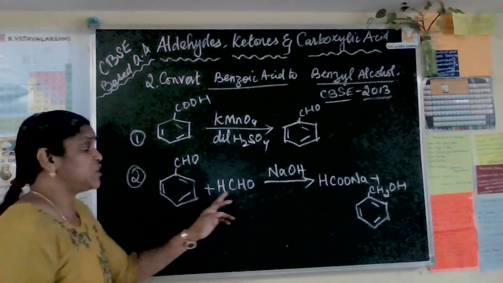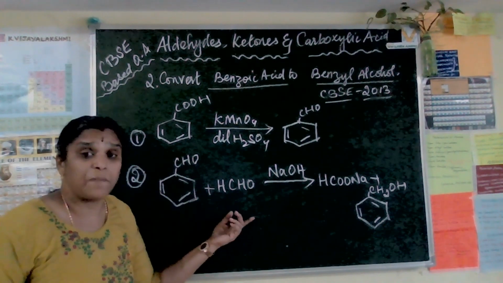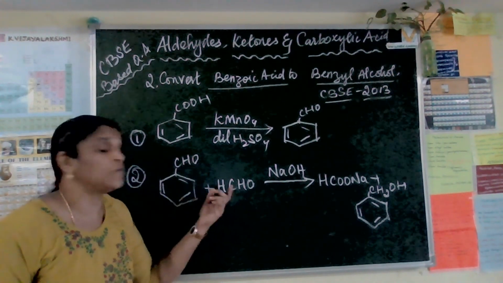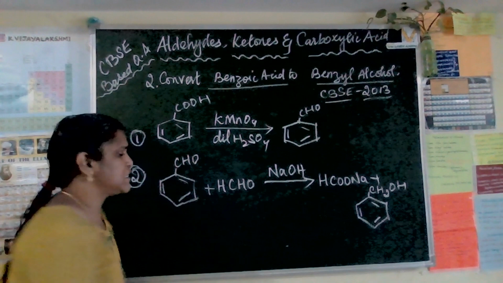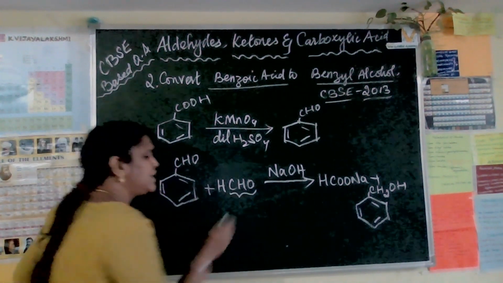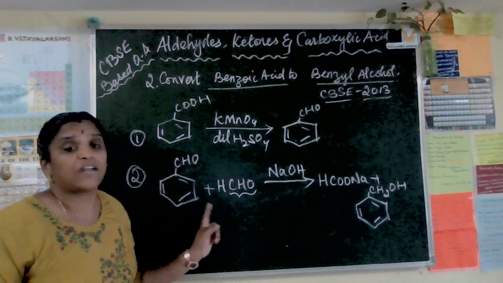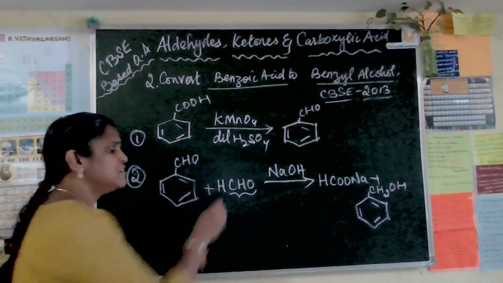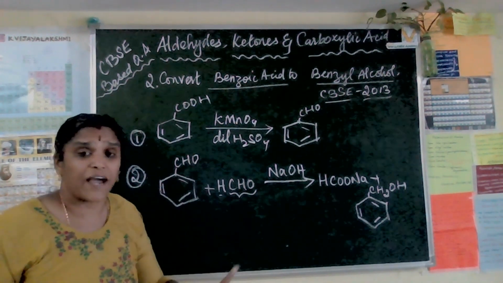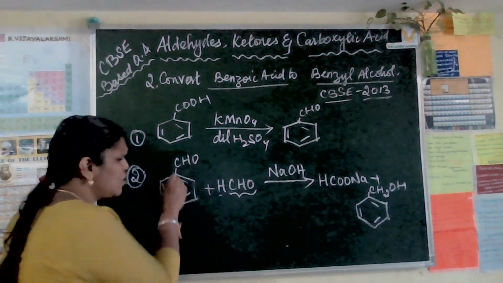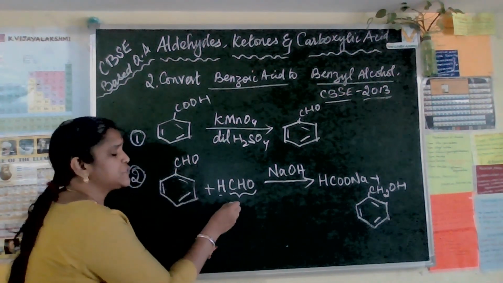Now, this is formaldehyde, which, as I already mentioned, does not have an alpha hydrogen. This is a functional group, and it does not have any alpha carbon connected with a hydrogen. This is only an aldehyde hydrogen, but not an alpha hydrogen. Please remember, this is benzaldehyde and this is formaldehyde.